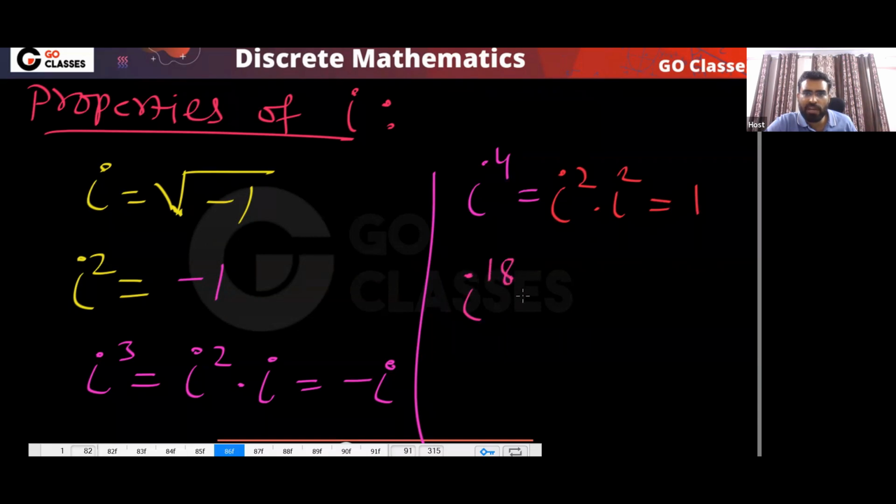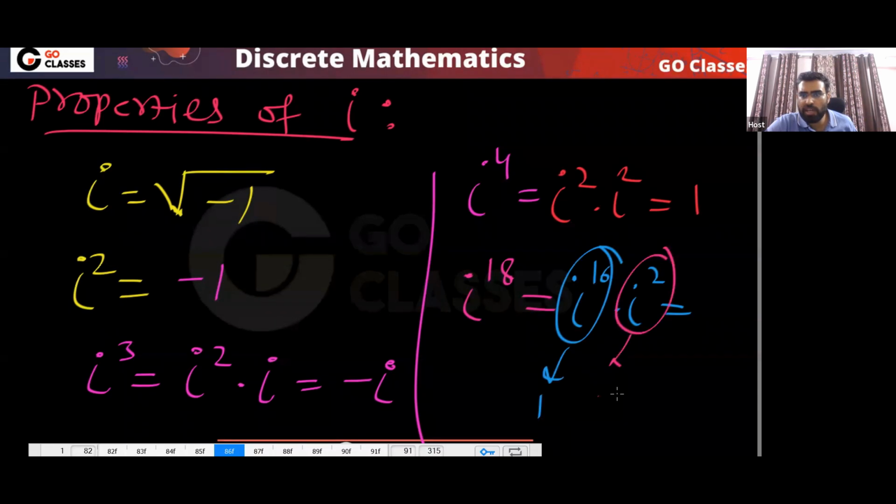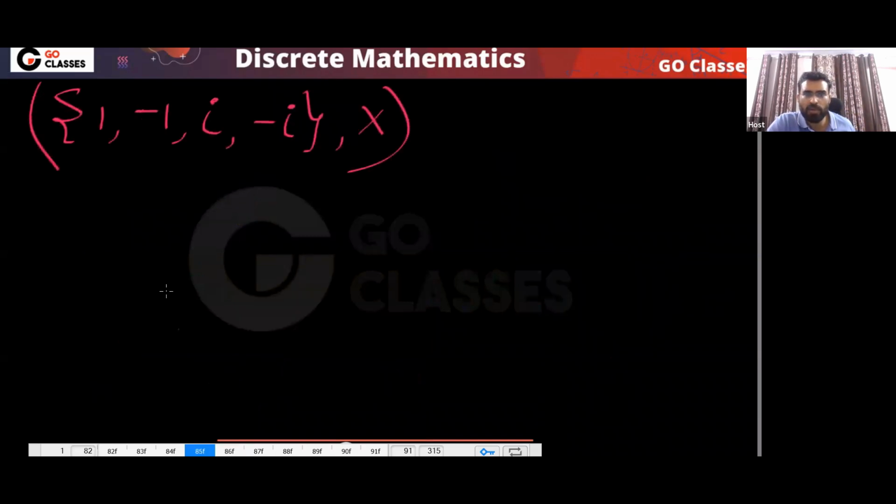So what is iota power 18? That will be iota power 16 into iota power 2. Iota power 16 is 1, so you will get iota square. And iota square is minus 1. So finally it will be minus 1. Okay, so these are very simple things. These are the properties of iota.